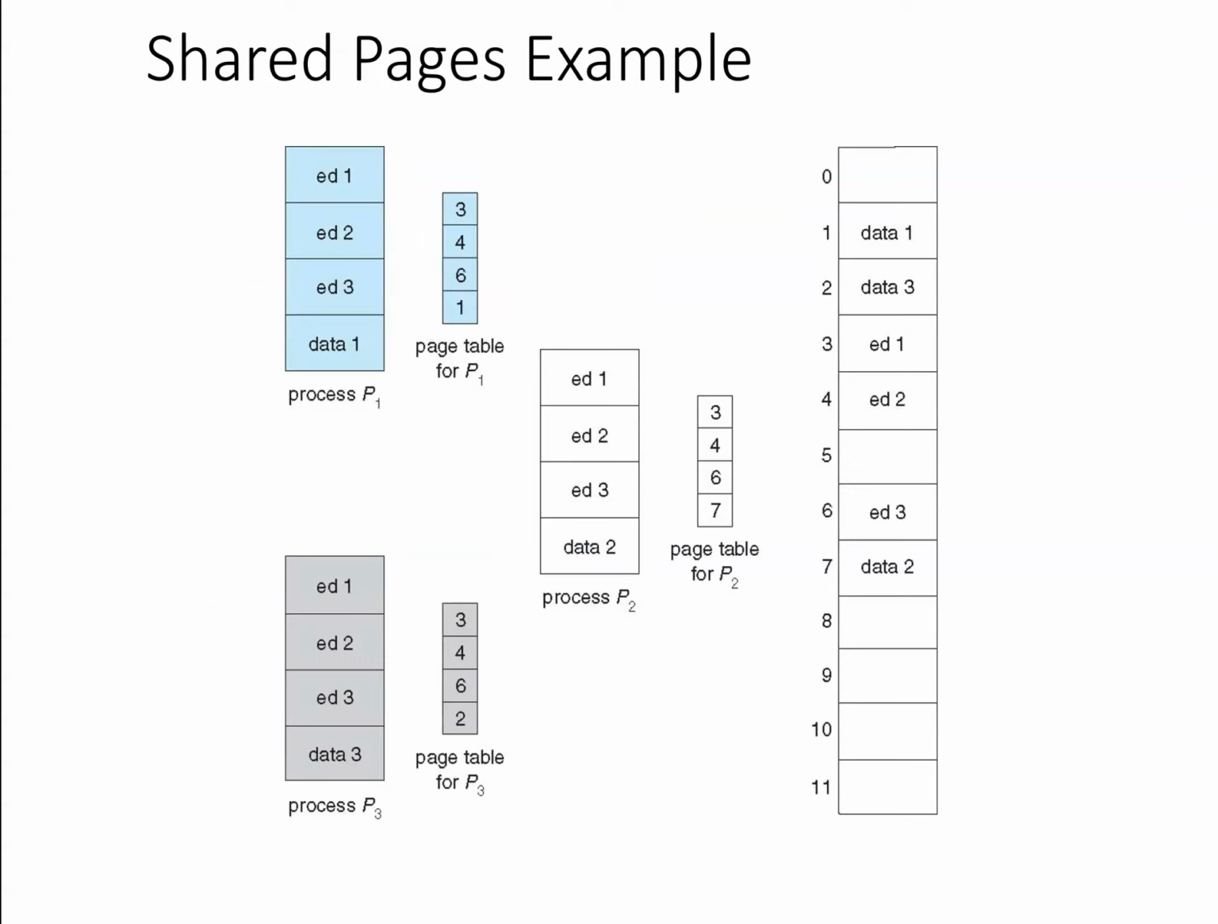So here we have a process and a page table for the process. And here we'd have the shared memory, and that would be accessible by all three appropriately.